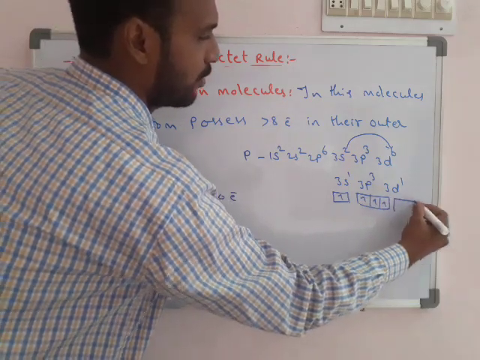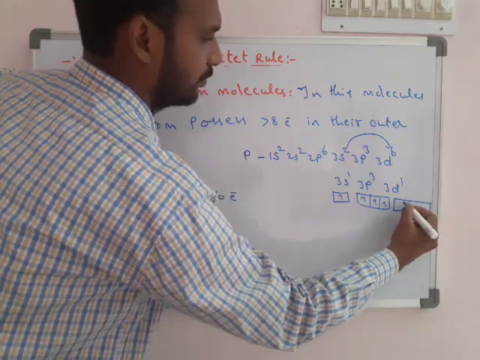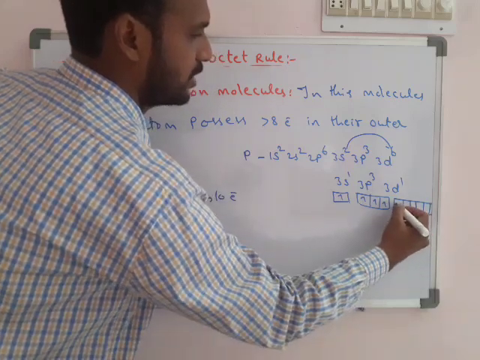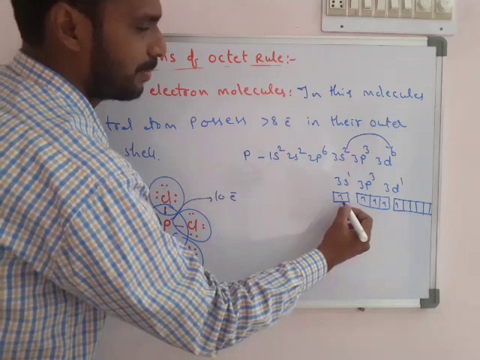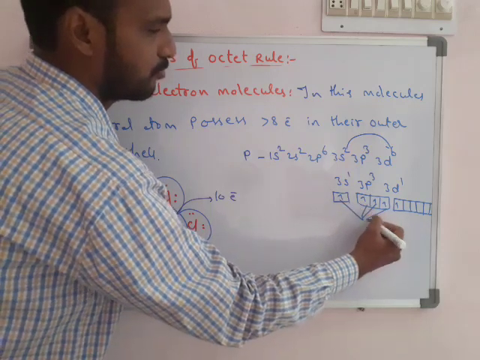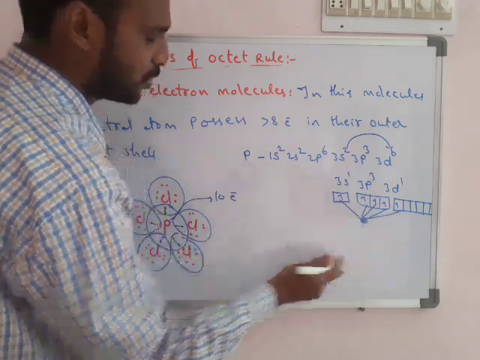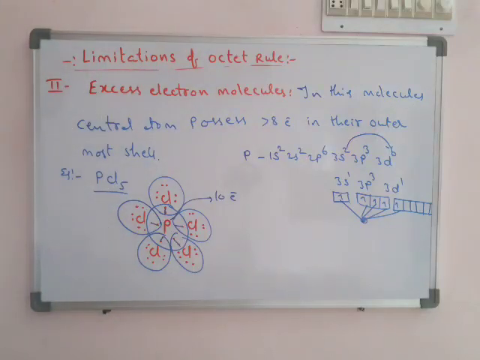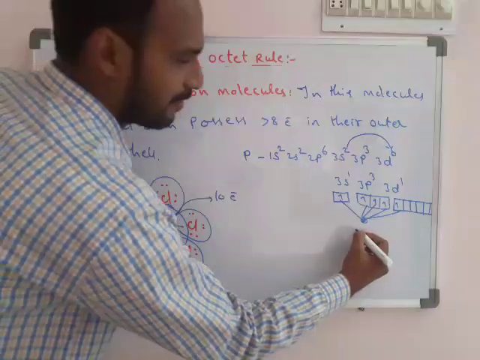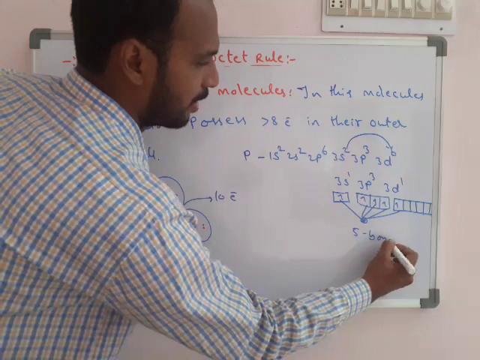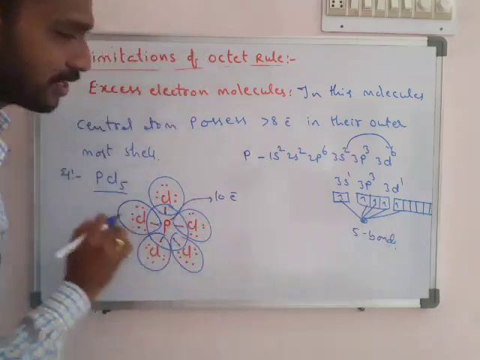So d means how many boxes? 5 boxes. Okay, 1 2 3 4. So this is one electron. Total how many unpaired electrons? 1 2 3 4 5 unpaired electrons. So that's why it is able to form 5 bonds. If there are 5 unpaired electrons, it forms 5 bonds with 5 chlorine atoms.